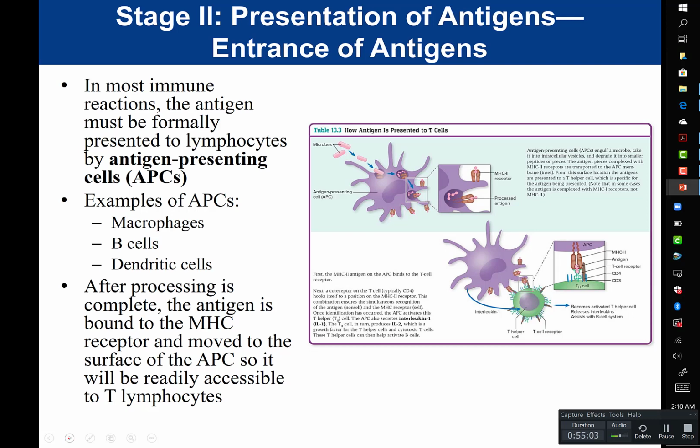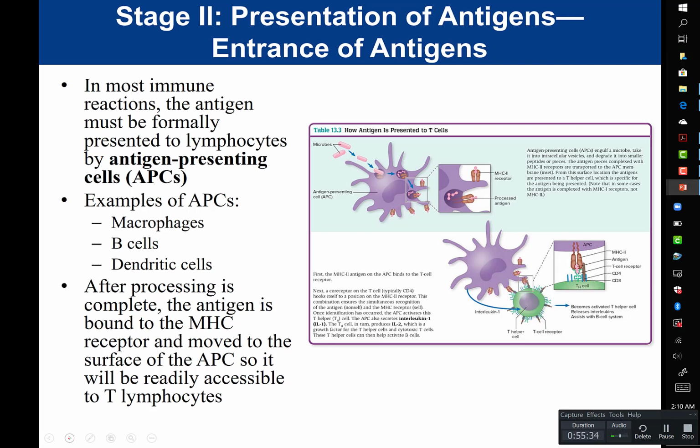So in most immune reactions, antigens must be formally presented to lymphocytes by antigen-presenting cells. Examples of antigen-presenting cells include our macrophages, which are our phagocytes that do phagocytosis. We have B cells that can act as an antigen-presenting cell. And we have our dendritic cell.